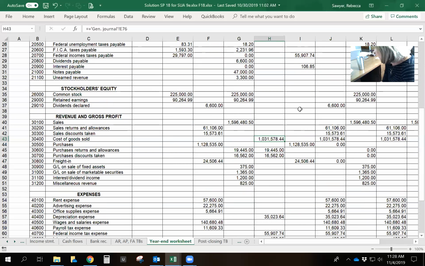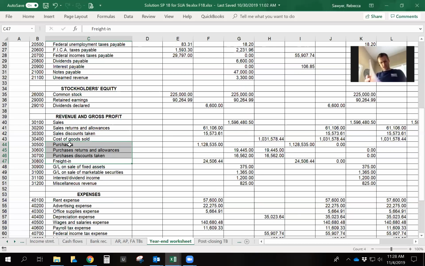So which ones do you close out? Cost of goods sold is everything: purchases, returns, discounts, freight. How do you know? Because you're an accounting major and you took 201 and 301, and that's how you know. Also, if you look in the reference manual, they show you an entry on page 80-ish.